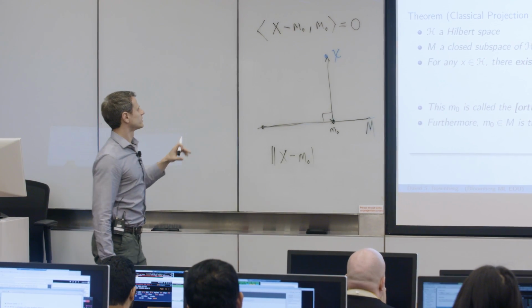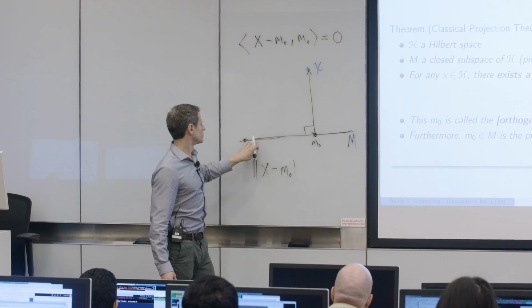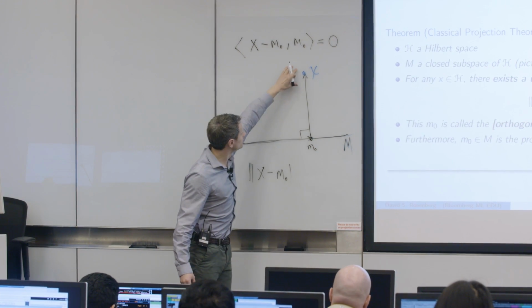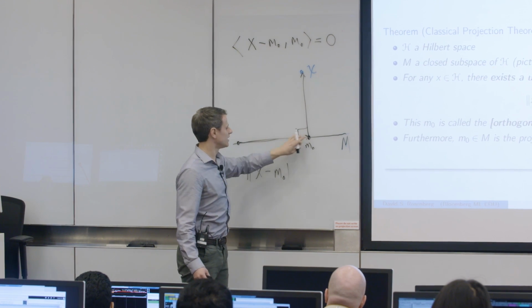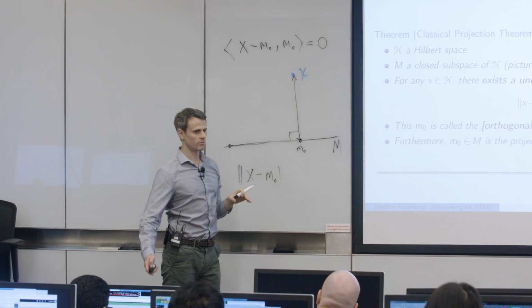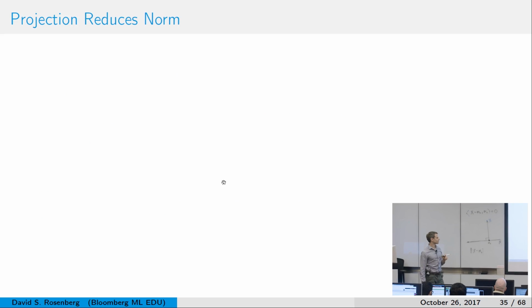All right. So this characterizes the projection of X. If we can find some M0 in this subspace that has this characteristic, that the inner product of the difference between X and M0 is 0, then that is the projection.